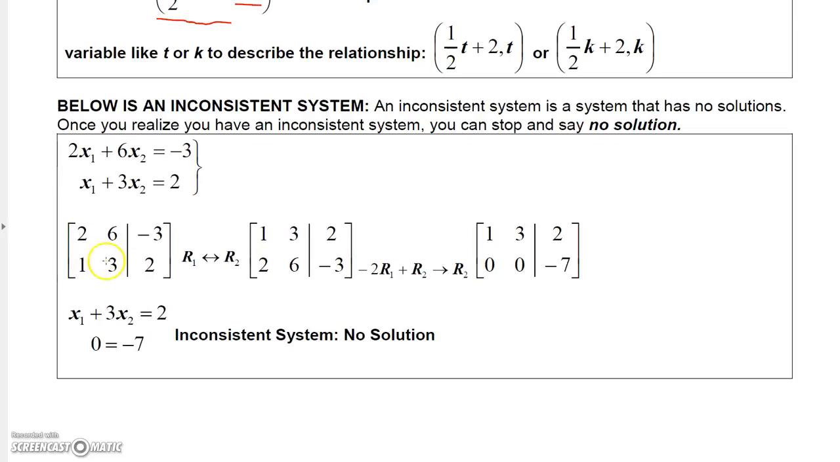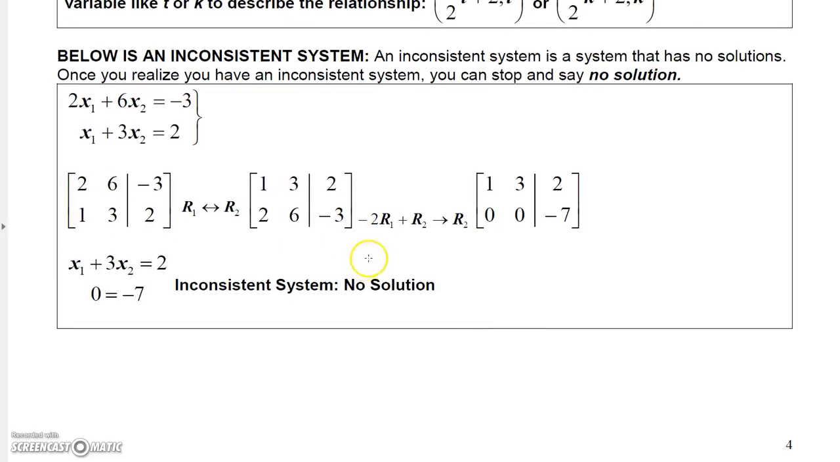Now, if you go through that process, and instead of getting 0 equals 0 on that row, you got 0 equals negative 7, then you're pretty much done, because that's an impossible statement. So we have an inconsistent system, and therefore that system has no solution.